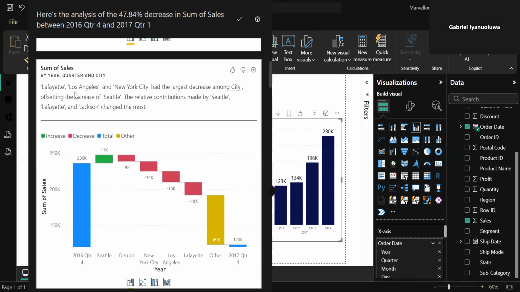Now, by city, let's see. Los Angeles and New York are the largest decrease among cities. So these are the cities that affected the decrease around that space of time, 2016 quarter four and the following year, 2017 first quarter.